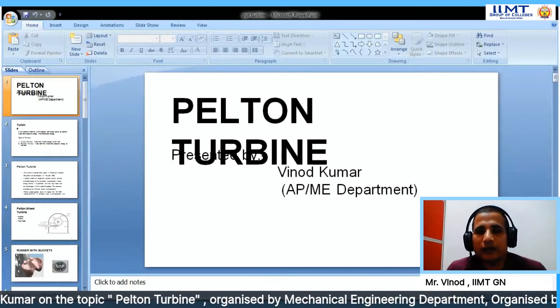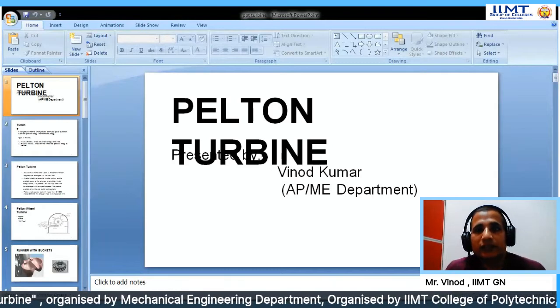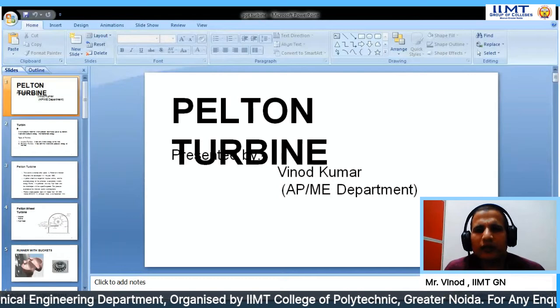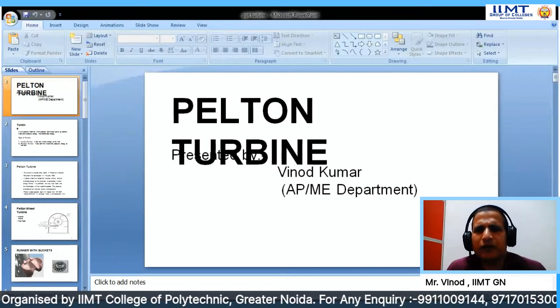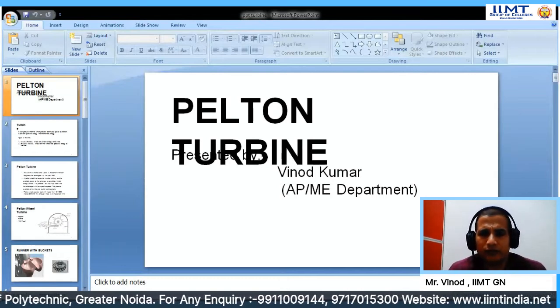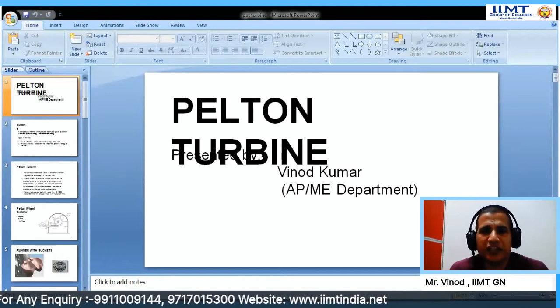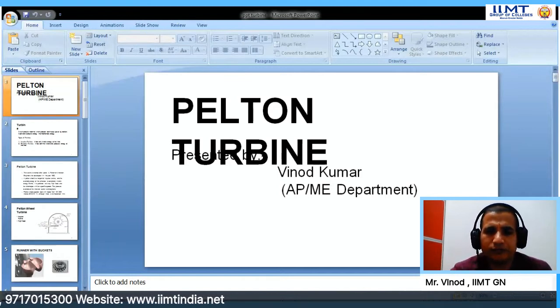And on the right side we can see the runner diagram. Runner means a wheel on the periphery of which plenty of buckets are attached.